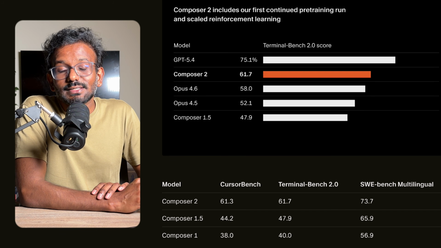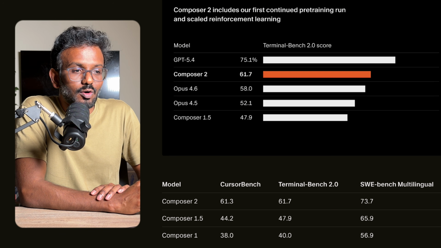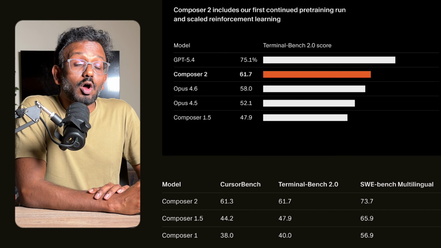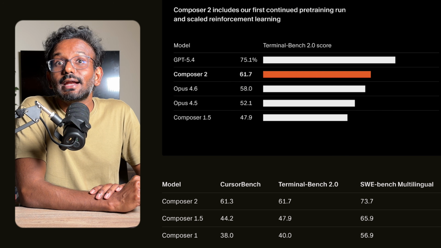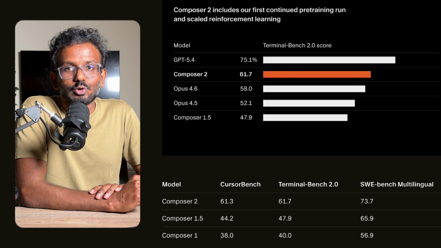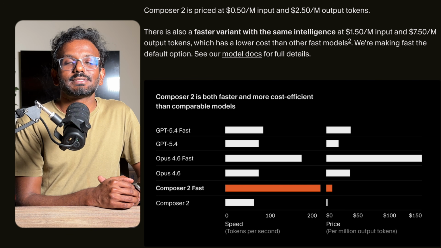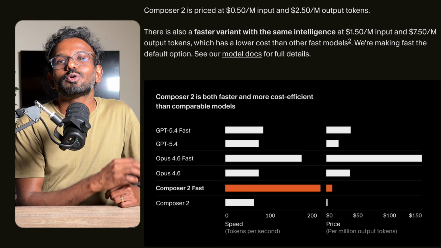Composer 2 pricing. One more thing I need to mention because it affects everyone using Cursor. Cursor 3 runs on Composer 2, their new proprietary coding model. Benchmark wise, it scores 61.7 on Terminal Bench 2.0. Claude Opus scores 58.0, GPT 5.4 is still ahead at 75.1, but the gap is closing. More importantly, the token cost dropped 86% compared to Composer 1.5.